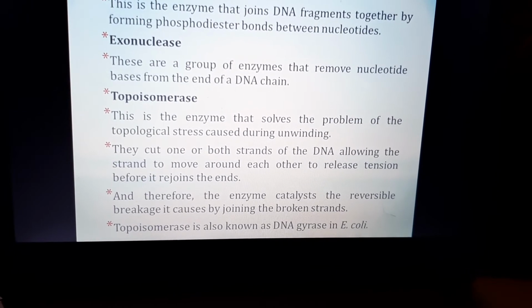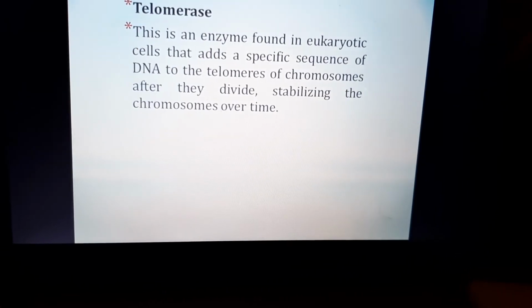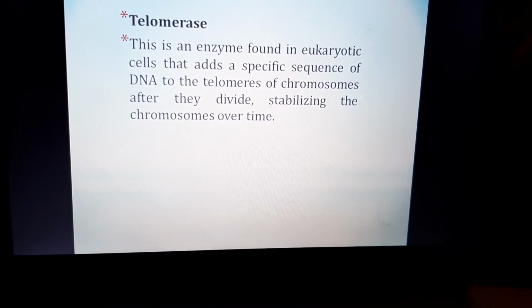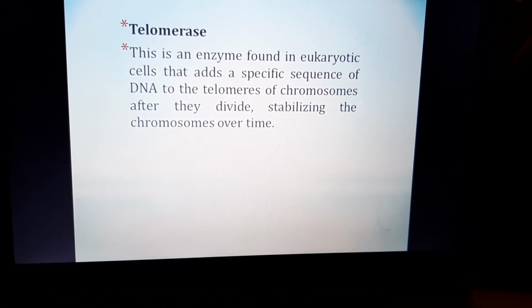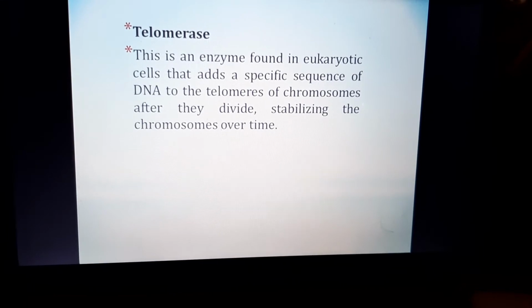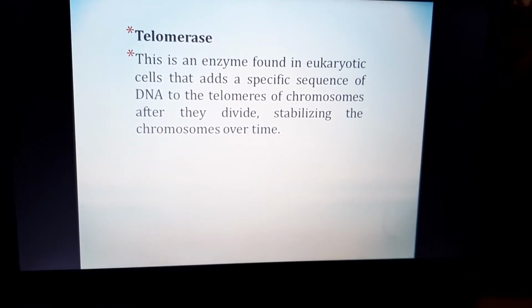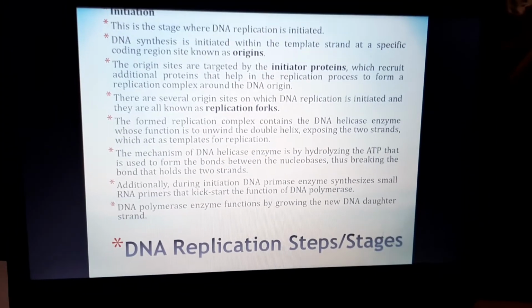Topoisomerase is also known as DNA gyrase in E. coli. Next one is telomerase. This is an enzyme found in eukaryotic cells that adds a specific sequence of DNA to the telomeres of chromosomes after they divide, stabilizing the chromosomes over time.